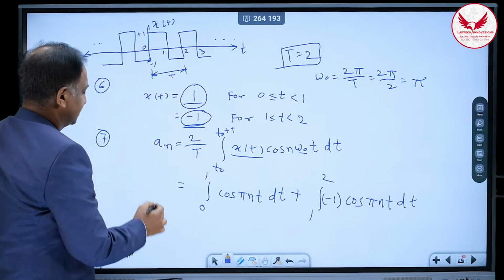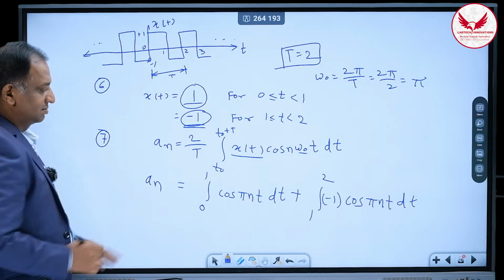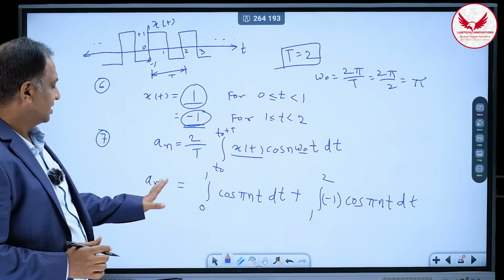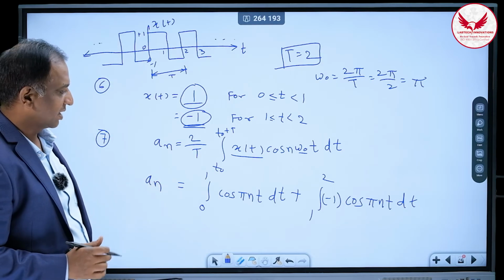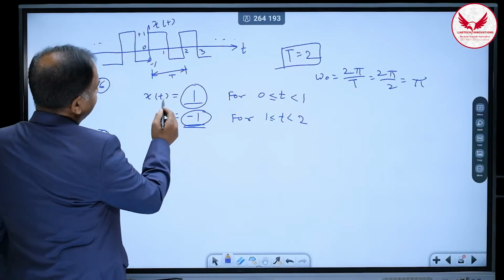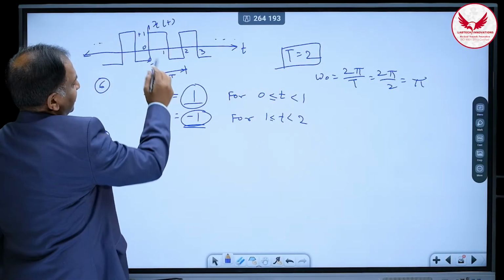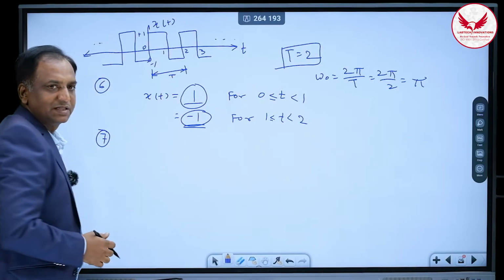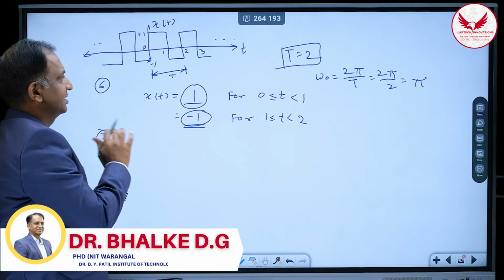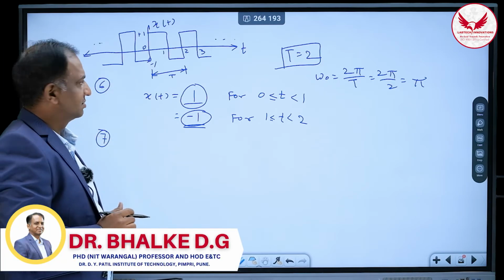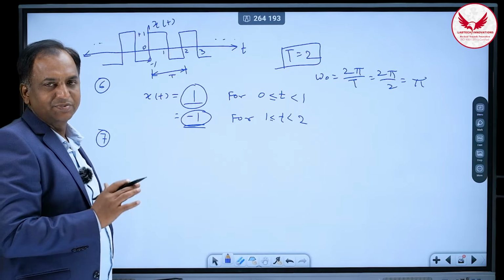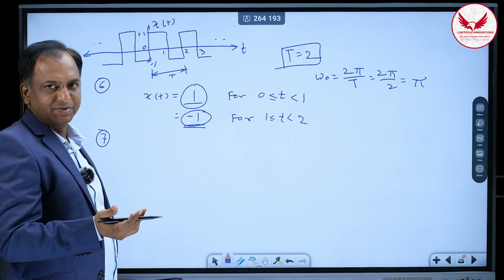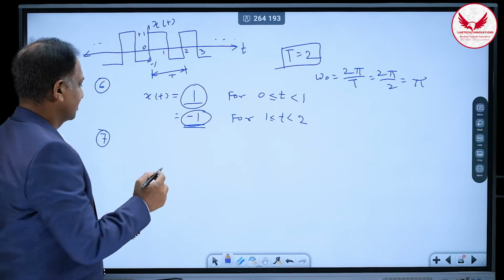So now this is the an. We have to solve this integration, and from that we will get the values of an. We have represented the signal x of t for one complete period in terms of a mathematical equation like this, and we have seen that the signal is odd. Therefore only the bn coefficient will be present and the an coefficient will be 0. Now we will calculate the bn coefficient.